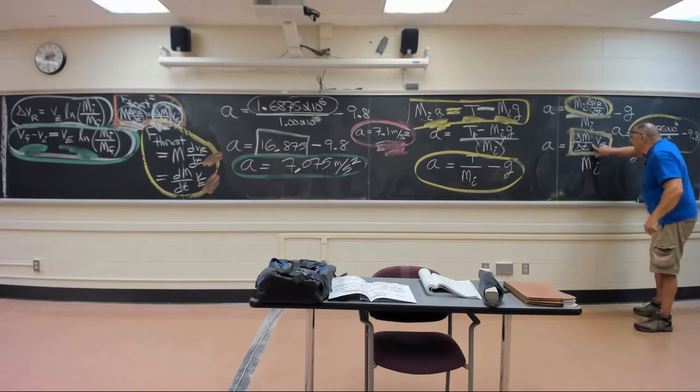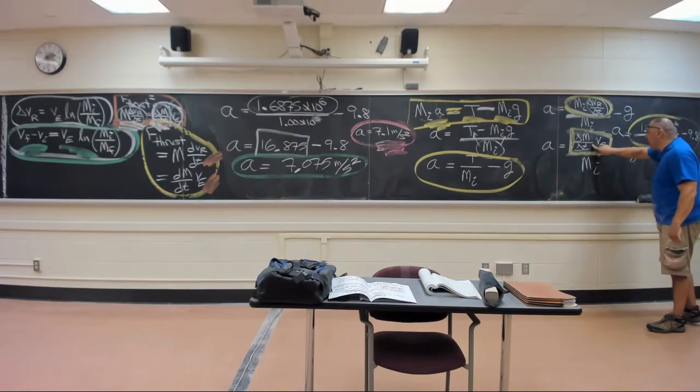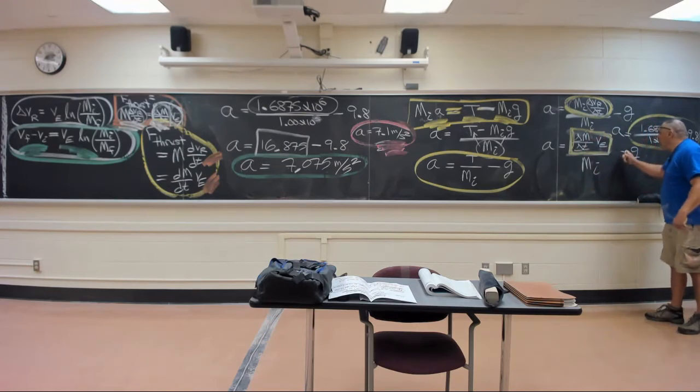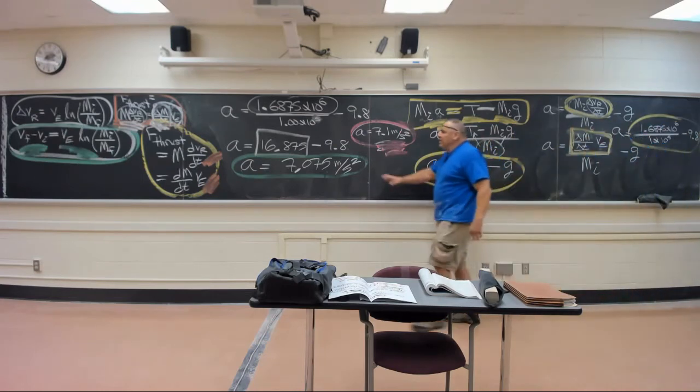And that right there got me the 1.6875 times 10 to the 6th newtons. The 1.69, rounded off, times 10 to the 6th newtons, divided by the initial mass. That'll get me there. That gives me 16 something. 16 something minus 9 something is about 7 something. And there it is.